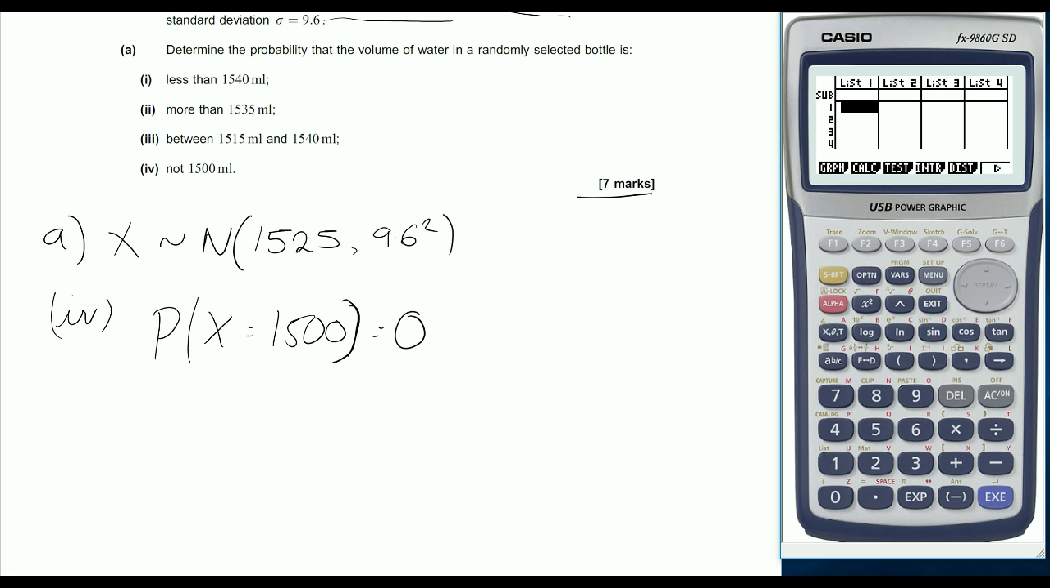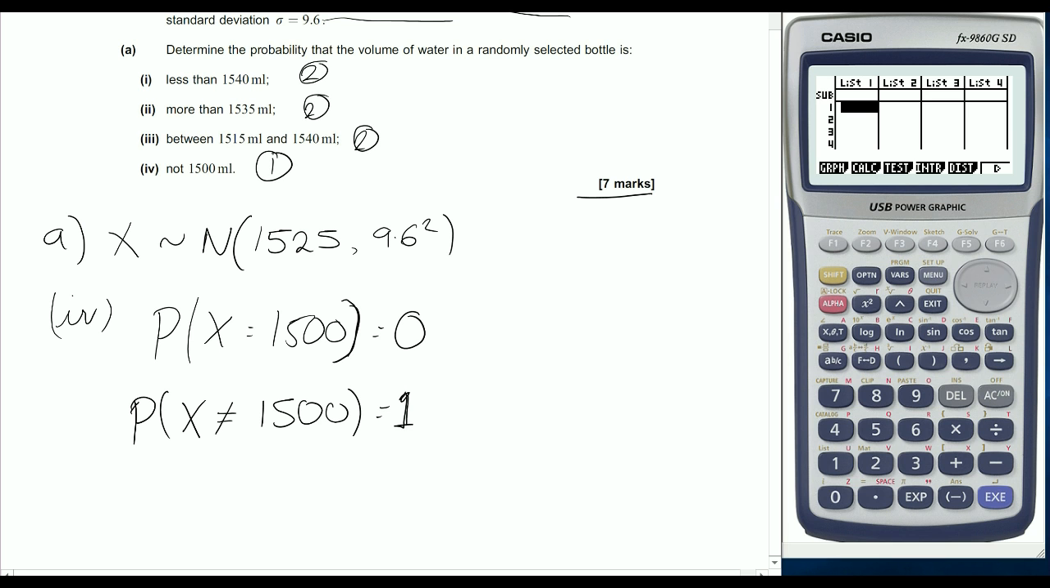So instead we need to use this fact. If the probability that a specific value equals 0, the probability that x does not equal a specific value is 1 minus 0, which is 1. And that was all we needed. Going back up here, looking at the question, this first bit was 2 marks, 2 marks, 2 marks, and this question is only worth 1 mark, so it's just testing whether or not you know that a specific value is not possible when using the normal distribution.